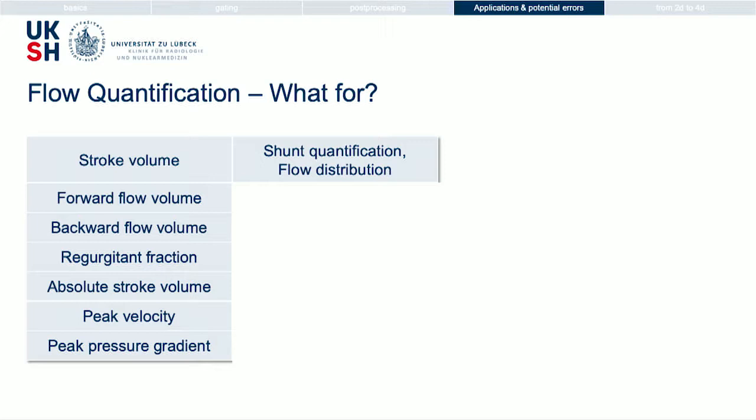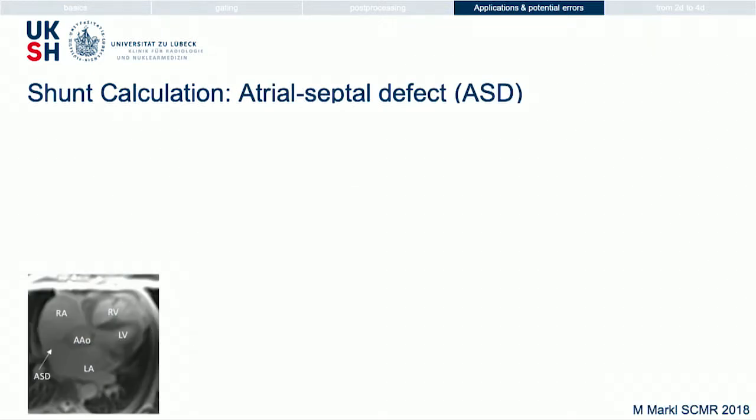So now we've got all that data. What do we do with all the data? The stroke volumes are very interesting if you're doing shunt quantification. I've got this case from Michael, and this is a patient with an atrial septal defect. So in this patient, it has a hole in his atrial septum, and the blood flows from the left atrium, where there's higher pressure, to the right atrium, and then goes back into the pulmonary circulation.